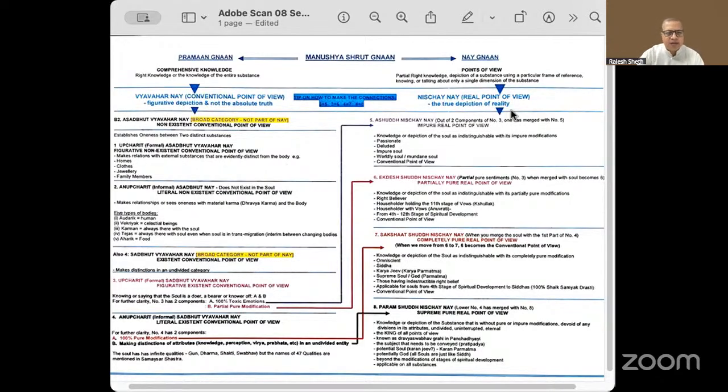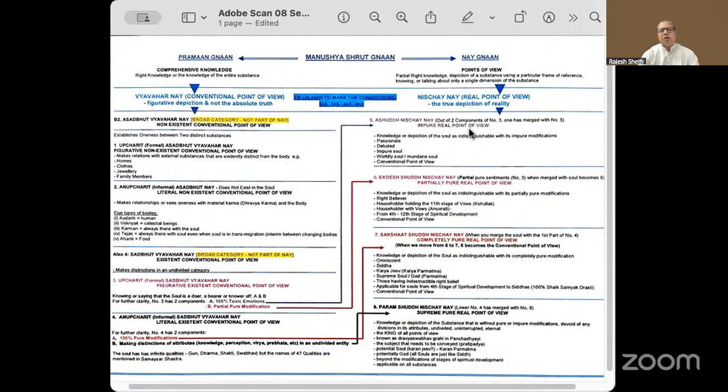So as I said, in number 3 there were 2 components, A and B. Okay. So component A, 100% impure modification, toxic emotions, when I combine it with the soul, becomes number 5. So it is a combination of 3 and 5, 35. Okay. So here it is written Ashuddha Nischay Naya, impure real point of view. So now we are into the real point of view.